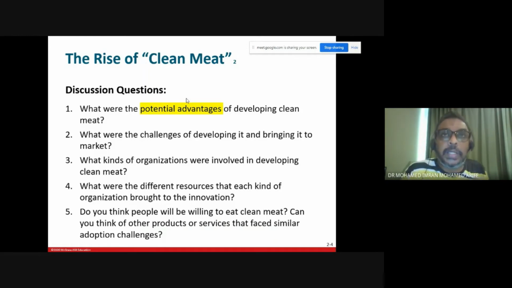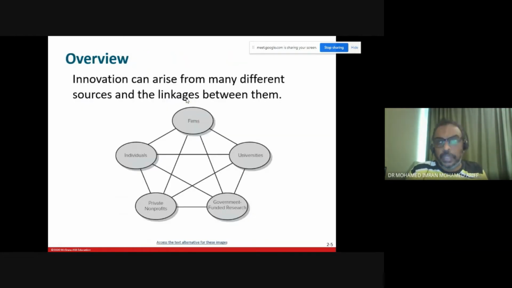So what do you do as the manager? What do you do as the senior manager? You have to reduce these challenges, reduce these disadvantages, and increase the advantage. So how do you do this? You have to look at things from these 5 perspectives: firms, individuals from the university level, private, non-profit, and government-funded research. These are the people who come out with innovation research.